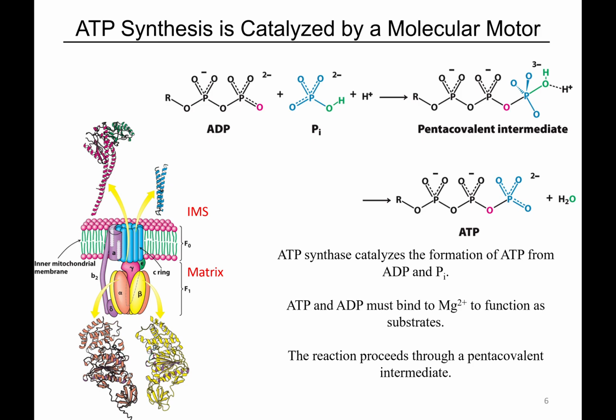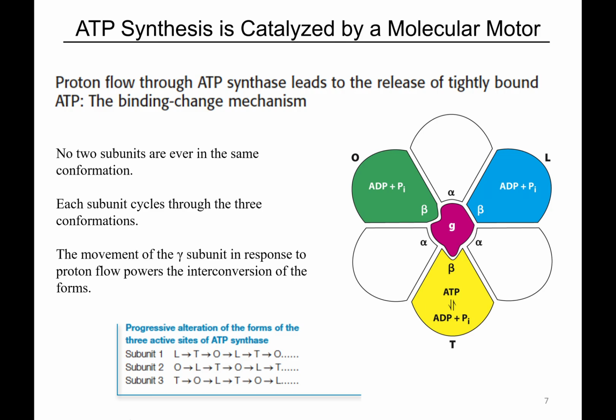So the idea then is that moving protons into the matrix causes rotation of these alpha beta subunits, and as they rotate, we're going to see they change structures. And it's that rotation and that adjustment of our active site that allows us to catalyze the conversion of ATP. Okay, so let's go through each part of it. First, the ATP synthase part of it.